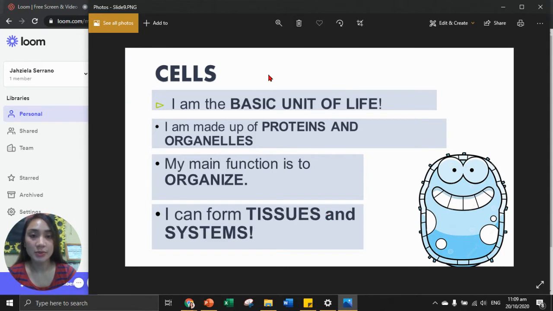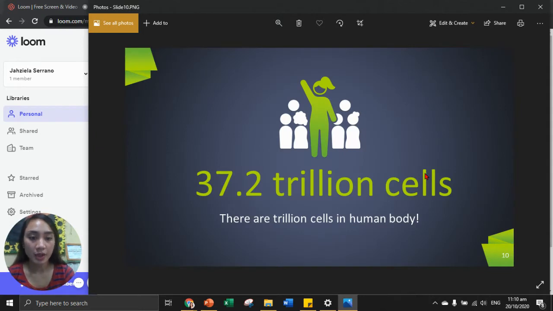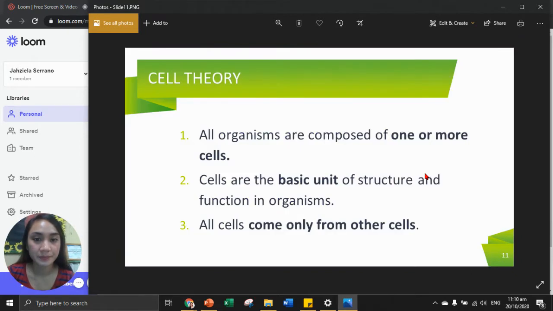And of course, the most basic unit of life, the foundation or meaning of cells, is this. It says, I am made up of proteins and organelles. My main function is to organize. I can form tissues and systems. So imagine, for a human body, it says here you have 37.2 trillion cells. That's a lot. So what more if, for example, a blue whale or an elephant? They have more because they have a bigger composition.